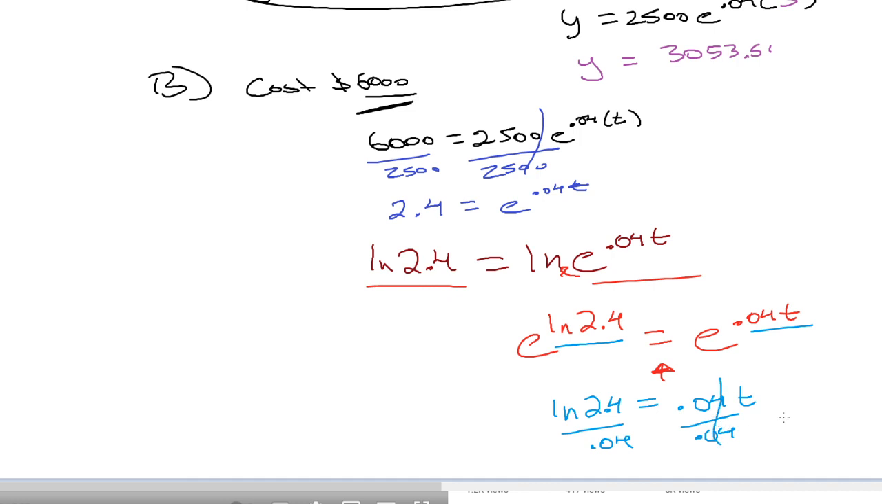When I do that, I get that t is about, give or take, 21.889. So that means that in almost 22 years, this TV will be worth about $6,000. All right, and most of the problems that you will see in your practice problems will be in this same format. I hope this makes sense, guys. Let me know.